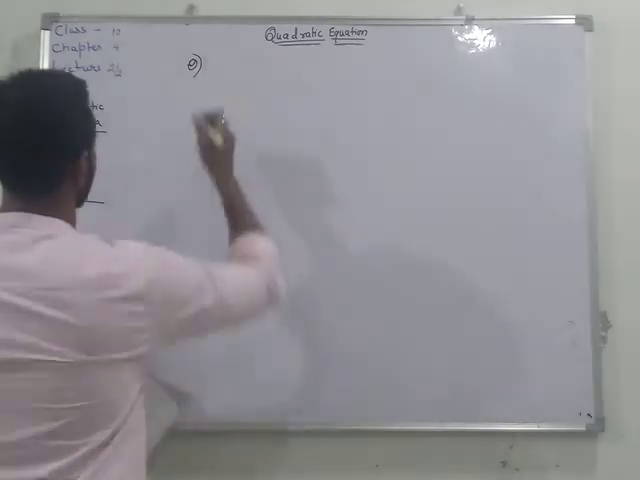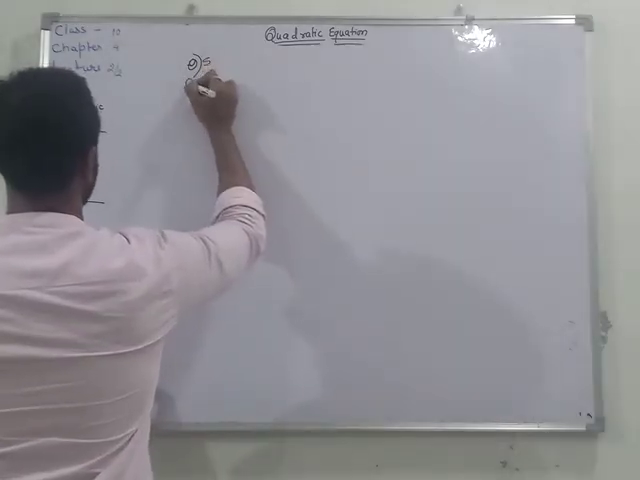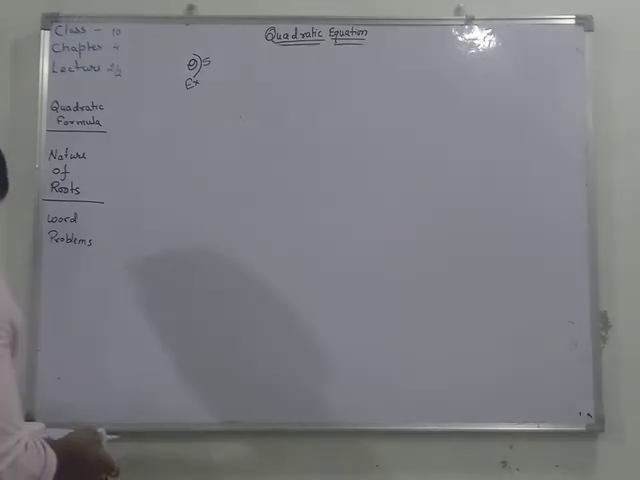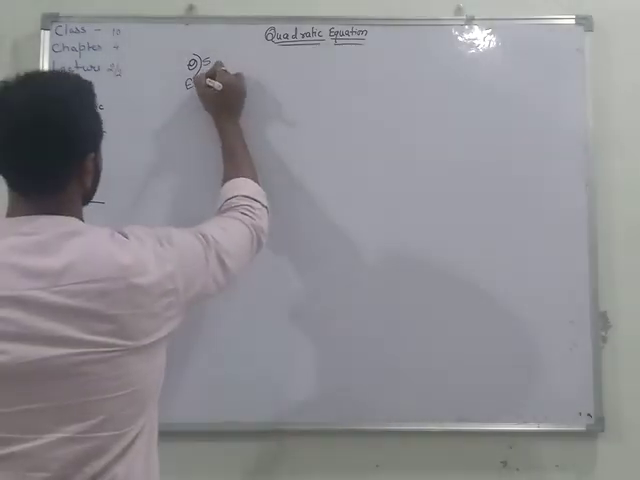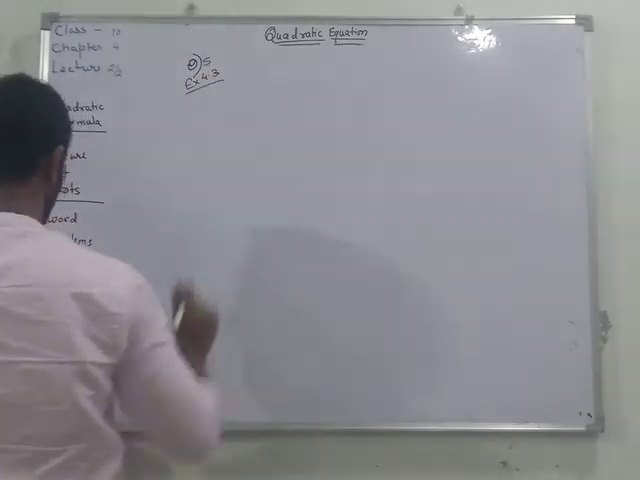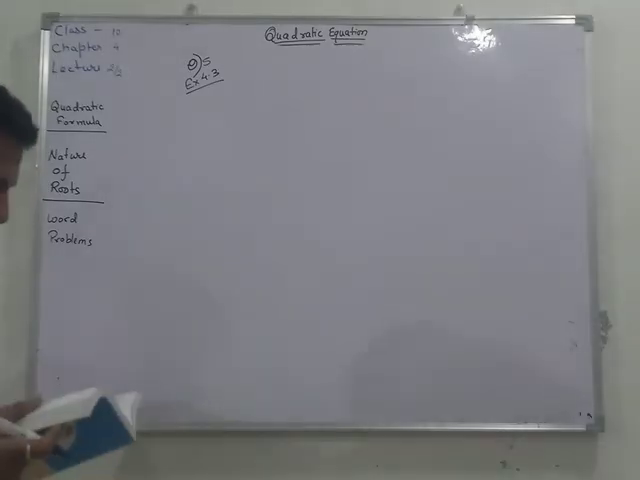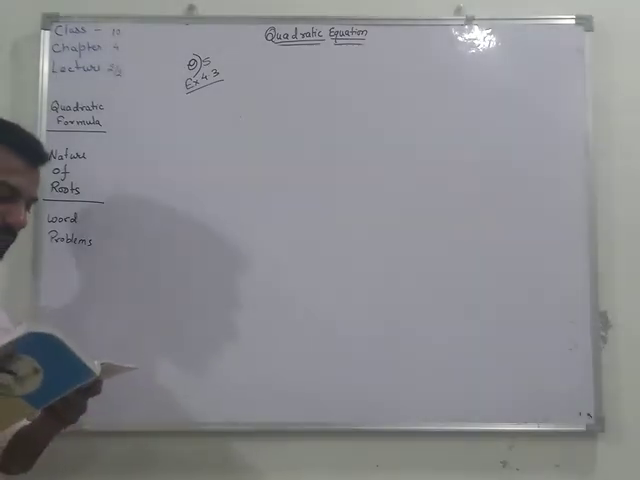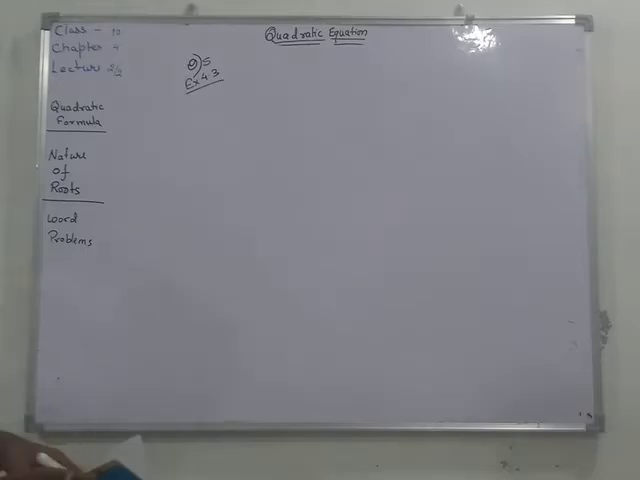This is question number 5 of exercise 4.3. It says that in a class test, the sum of Shefali's marks in mathematics and English is 30.